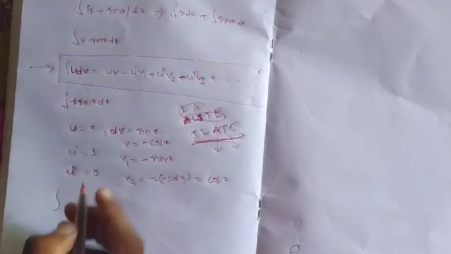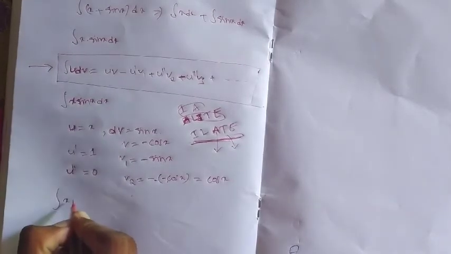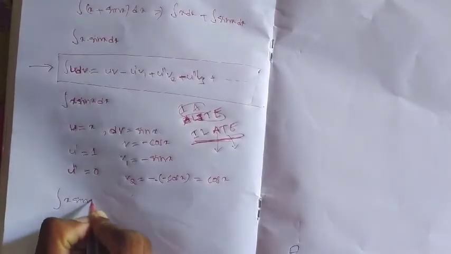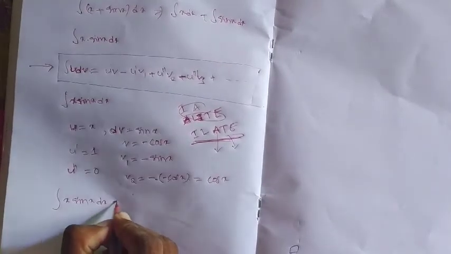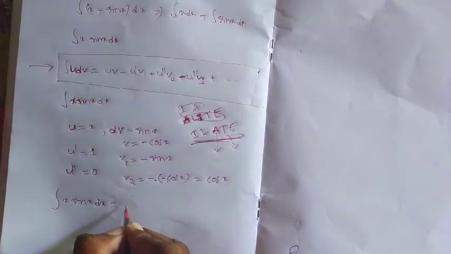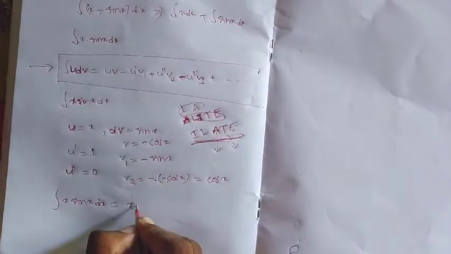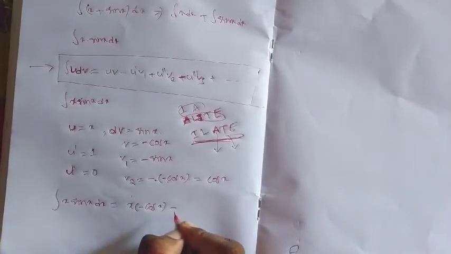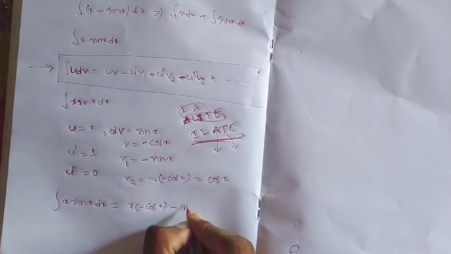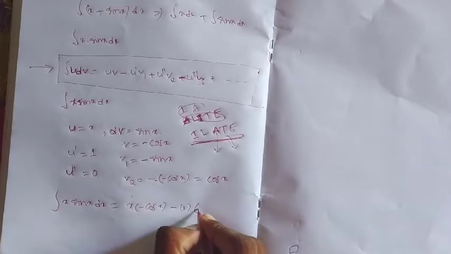So here u means x, dv means sin x dx. Integration of x sin x dx is equal to uv. U is x and v is minus cos x, minus u dash. U dash is 1 and v1 is minus sin x.